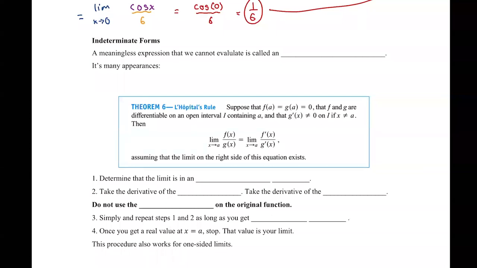So again, the important thing to note about L'Hôpital's rule is that it does require us to check that we have an indeterminate form. An indeterminate form is a meaningless expression that we cannot evaluate. So this is the definition of an indeterminate form.